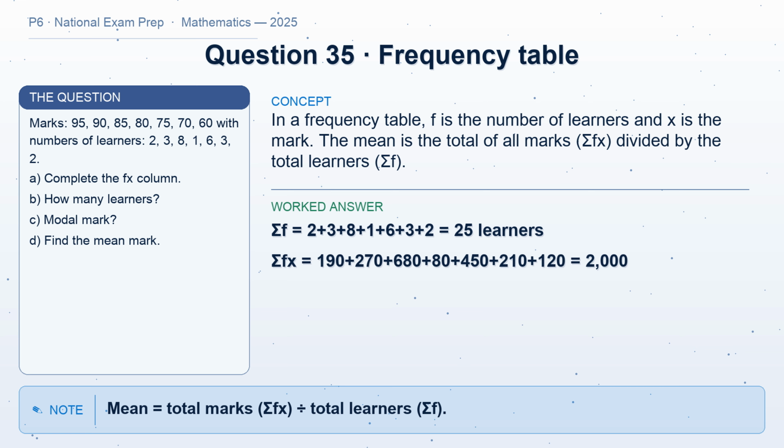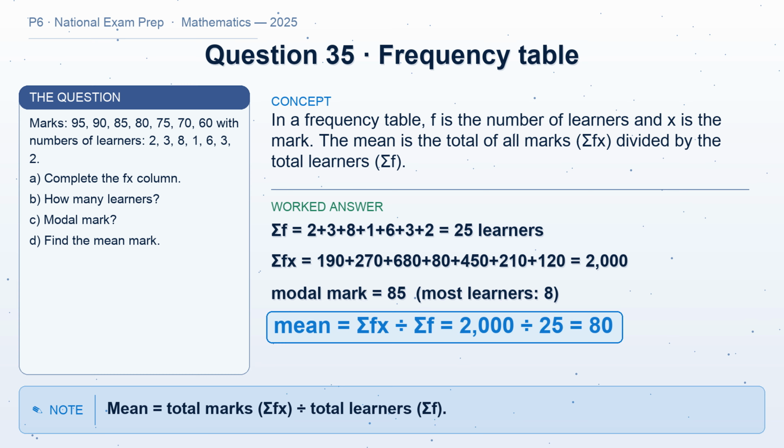The modal mark is the mark that most learners got. 8 learners scored 85, more than any other, so the modal mark is 85. For the mean, add up all the FX values. These total 2,000 marks. Then divide by the 25 learners, and the mean mark is 80.